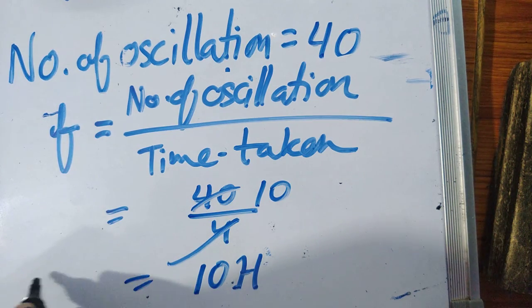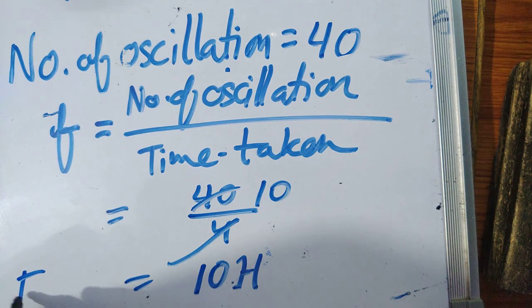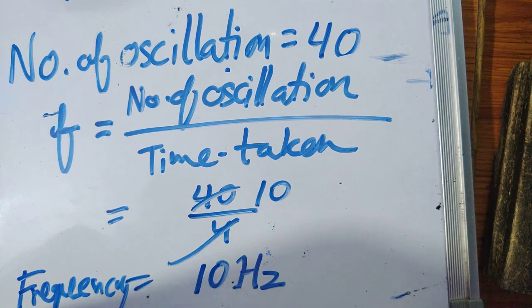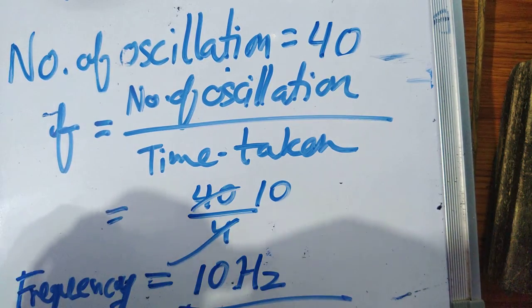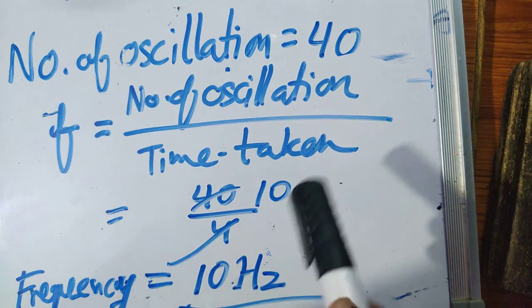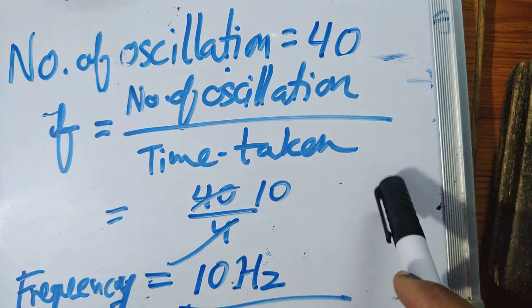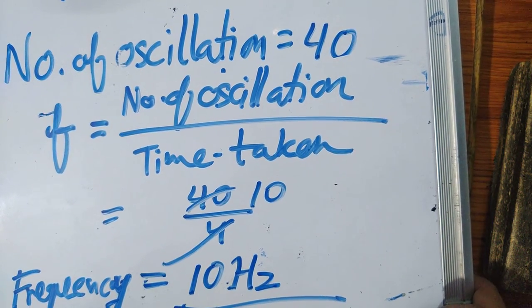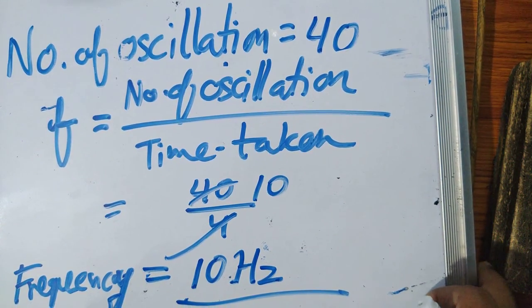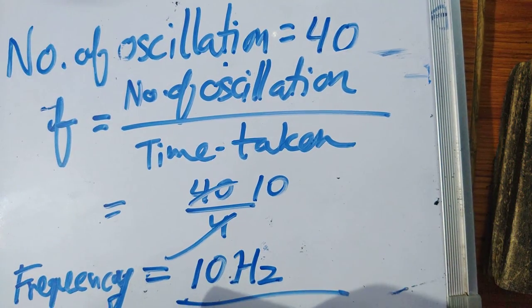So here our final answer is, you can write here, frequency is equal to 10 hertz. So we have solved both parts of question number 5. In question number 5 we needed to find the time period, that was 0.1 second, because it was time period, the unit will be second. And the second part was to find frequency, and that is equal to 10 hertz.